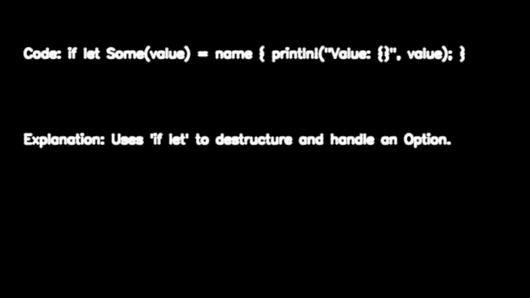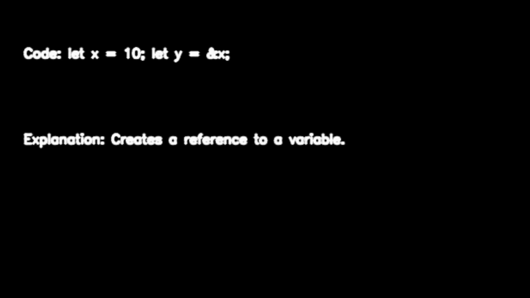Code. if let Some(value) = name { println!("{}", value) }. Explanation. Uses if let to destructure and handle an option. Code. let x = 10. let y = &x. Explanation. Creates a reference to a variable.